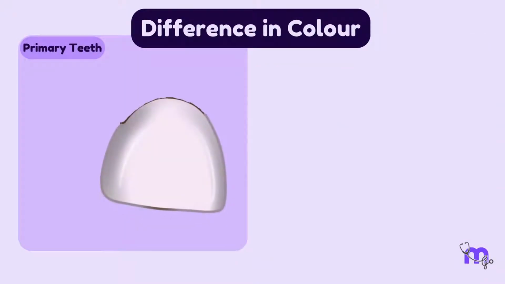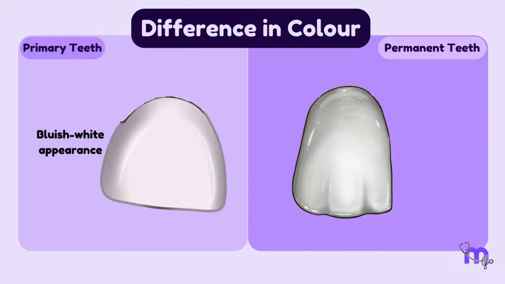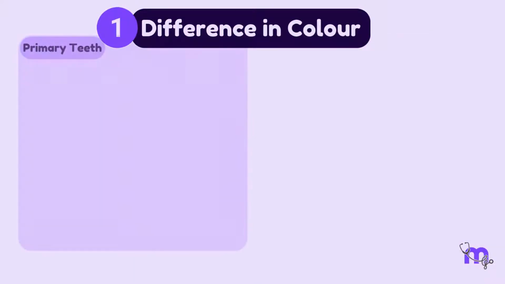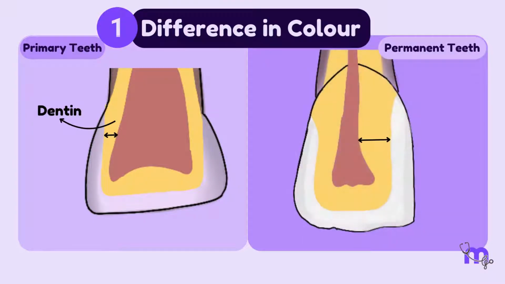The primary teeth were lighter and had more of a bluish-white appearance, while the permanent teeth were darker, appearing gray or yellow-white. This color difference is because of two factors. First is that the primary teeth have a thinner layer of dentin, while the thicker layer of dentin in permanent teeth makes the tooth look yellowish.